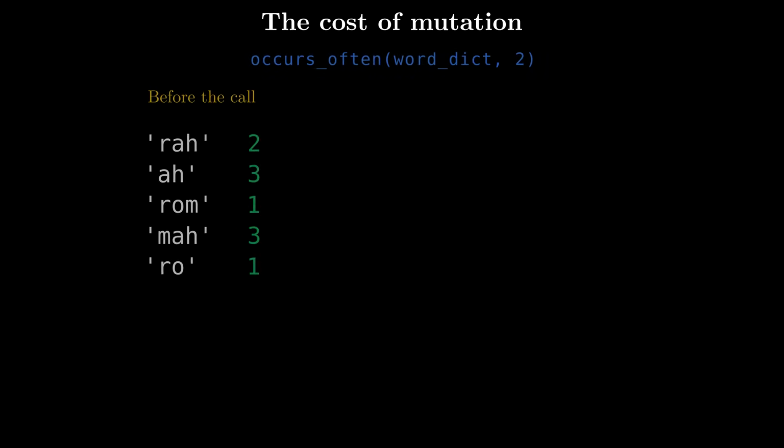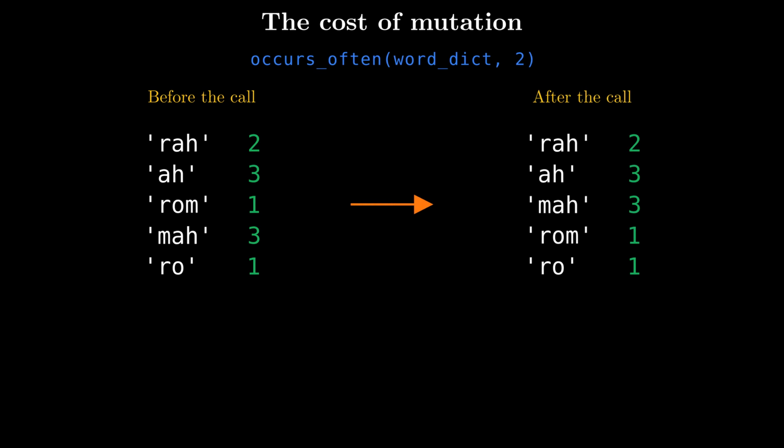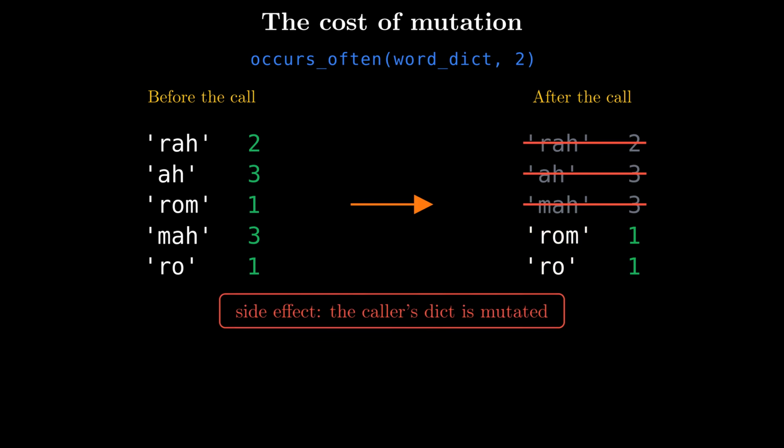But this elegance has a price. Every delete permanently removes an entry, so by the time the function returns, the caller's dictionary has been gutted. It started full and ended nearly empty. The docstring does carry a side effect warning, but a warning is not a defense. Once the function returns, the counts are simply gone. That is the real cost of solving a problem by changing your data in place, and it is exactly why the same task is often written without mutating anything.